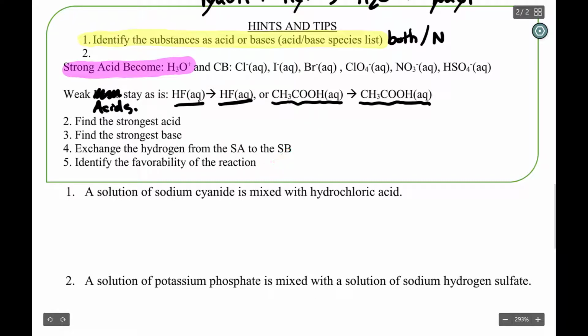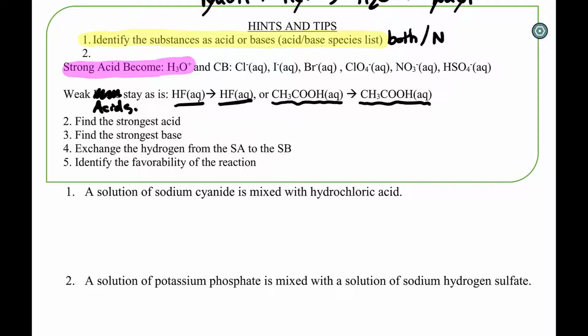This sounds, again, very similar to redox. So redox would be a species list, identify everything as an OA, RA, both or neither, find the strongest OA, find the strongest RA, exchange electrons, and we're done. Here it's the same. Species list, strongest acid, strongest base, react the strongest acid with the strongest base. Everything else is a spectator, and I don't worry about it.